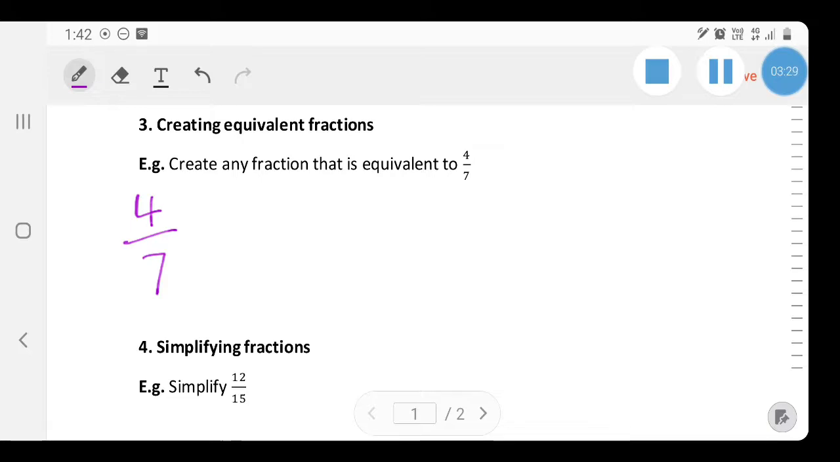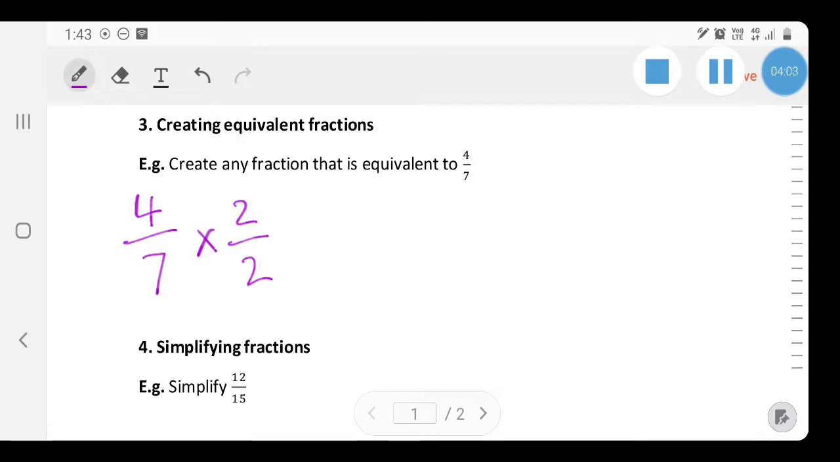All you have to do is multiply the numerator and the denominator by the same number, any number, just pick a number. Let's just do something simple. 2 over 2. Why can I multiply 4/7 by 2 over 2 and get a fraction that is equivalent to 4/7? Well, think about it. 2 over 2 equals 1, and you can multiply any number by 1 without changing that number.